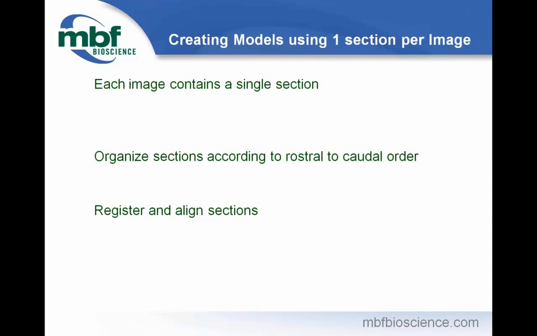So the second demo covers a different type of situation in which we have one section per image. And so this is also a virtual image, but only one section's data is present on that particular image. We'll walk through the process of organizing sections according to the rostral caudal order, and then a couple of tips on how to register and align those sections. So these images probably weren't acquired with a slide scanner. Actually, in this case, they actually were. This is using the new slide scanner from MBF.